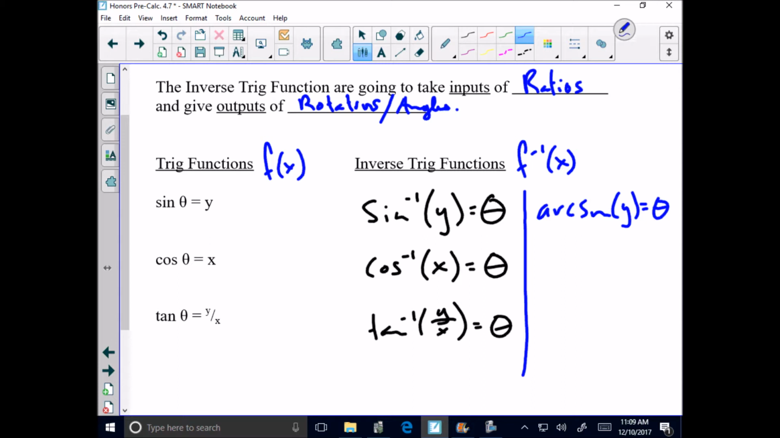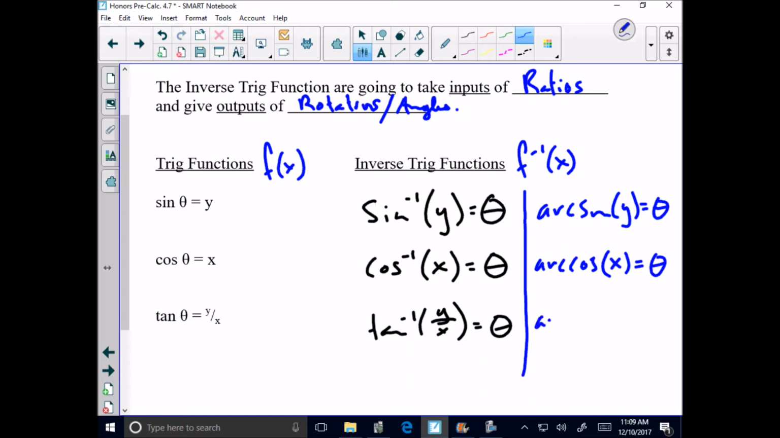Another way of writing inverse cosine is arc cosine. And right here, arc cosine takes as its input the x value on the perimeter of the unit circle, which is the ratio of cosine, and gives as its output the rotation where that x value occurs.